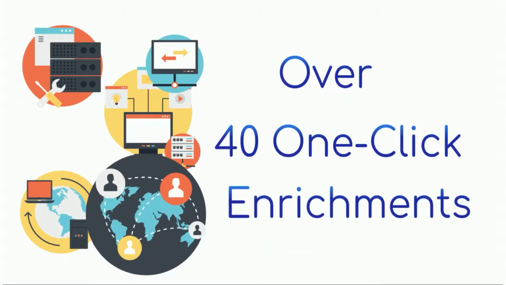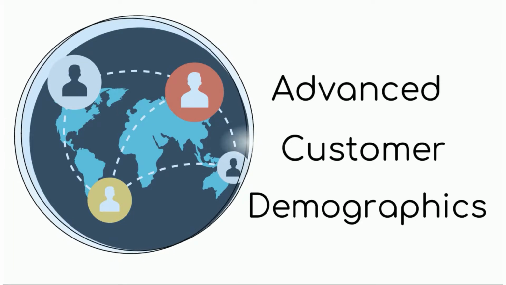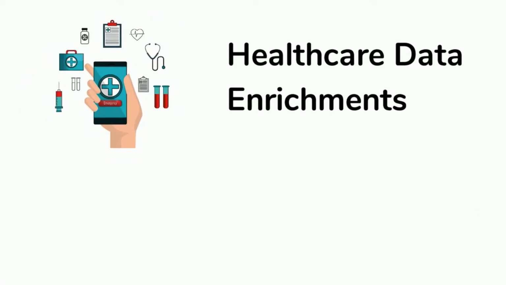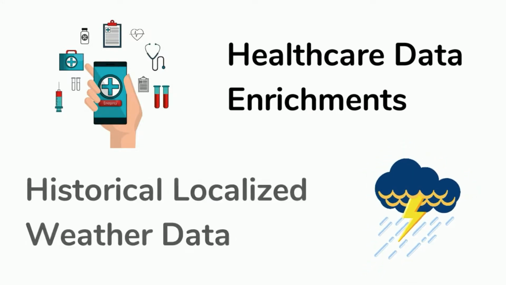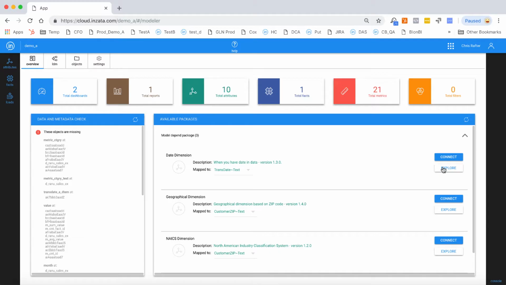Our library of one-click enrichments is made up of lots of different types of data sets. And then there are also more advanced enrichments, such as advanced customer demographics for locations across the United States, a number of healthcare industry-related data enrichments, and we also have a weather enrichment, which includes historical weather information going back for 5 years for every location in North America.